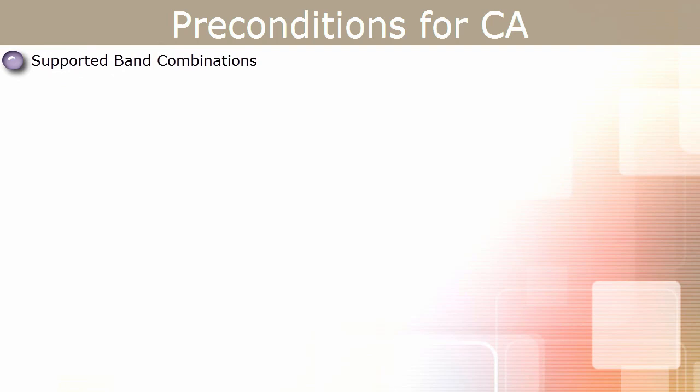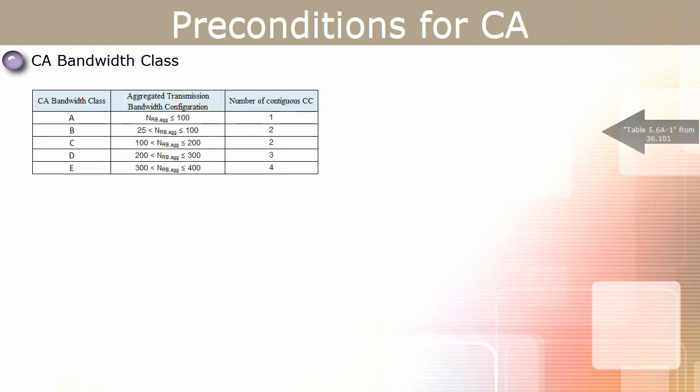Supported band combinations. As we know, 3GPP has defined all the allowed band combinations for CA. UE sends whatever band combinations it supports from these band combinations to eNodeB. CA bandwidth class. CA bandwidth class tells the UE's carrier aggregation capability for the particular band. For example, if UE supports bandwidth class A for a particular band, it means UE can have only one contiguous carrier from that band and can get maximum up to 100 resource blocks from that carrier.